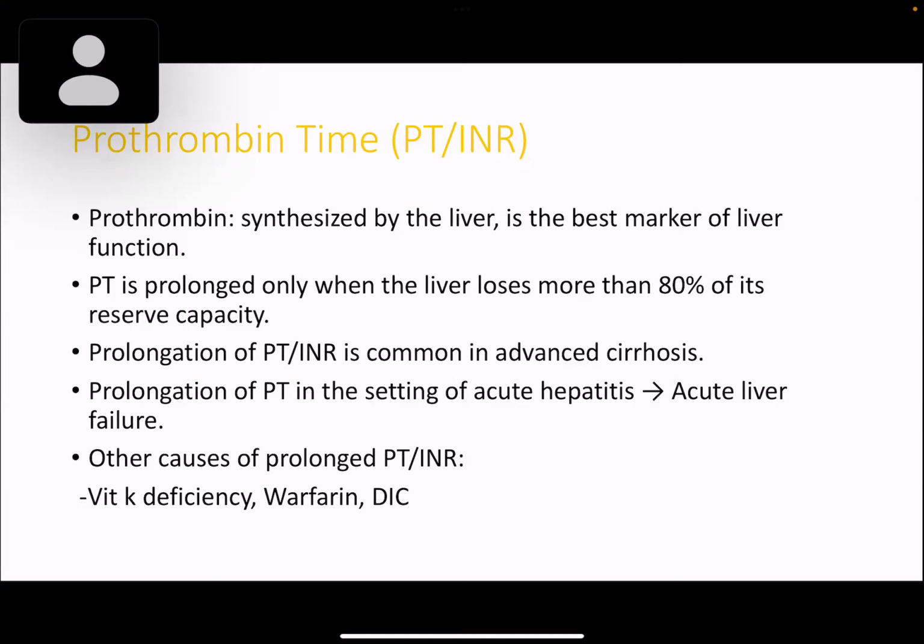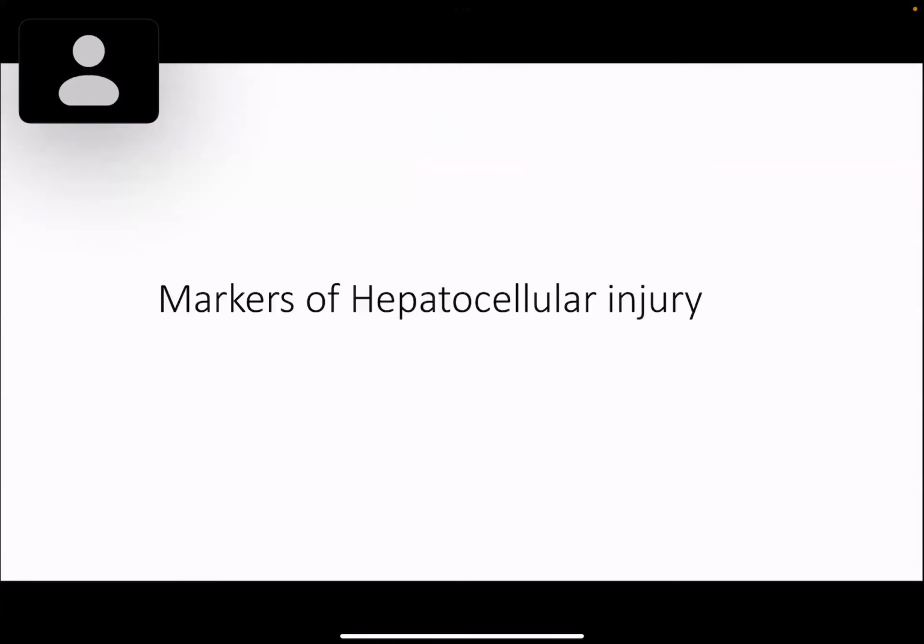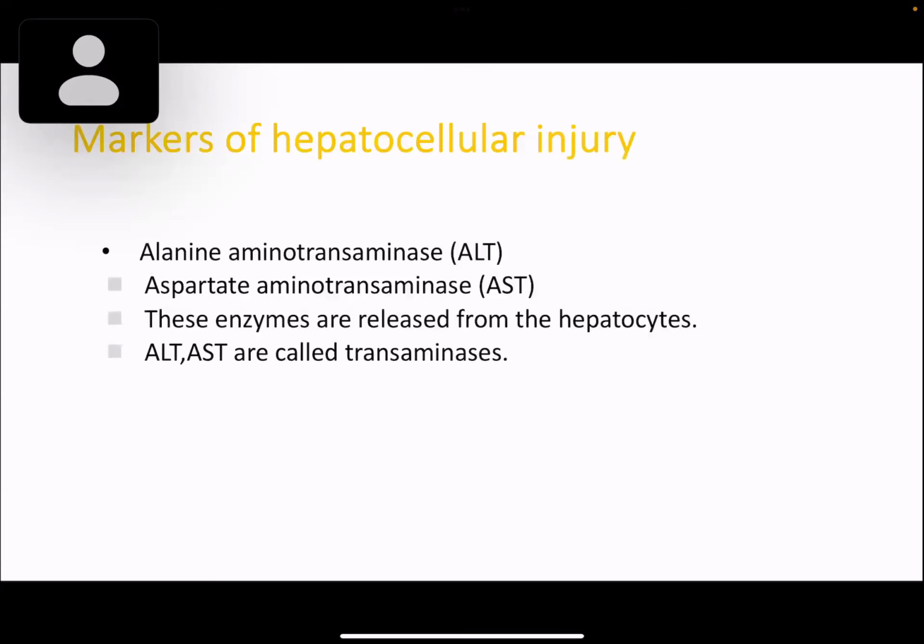So in any patient with acute features, once they develop prolongation of prothrombin time or elevation of INR, we have to suspect acute liver failure. Other causes of high INR include vitamin K deficiency, use of warfarin or other anticoagulants, and development of DIC, disseminated intravascular coagulopathy. As I mentioned before, having prolonged prothrombin time and low albumin is typical for chronic liver disease.